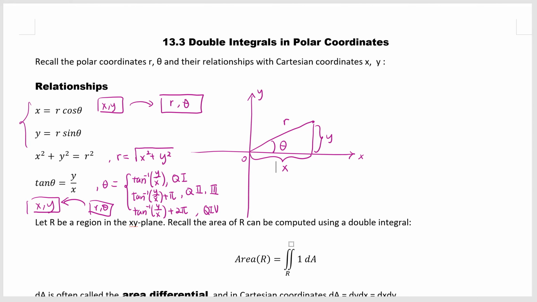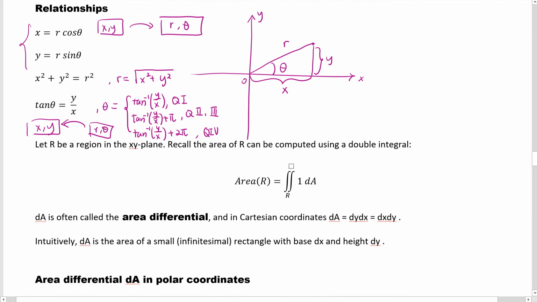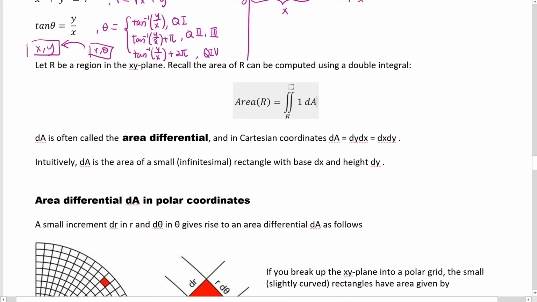So far so good? Okay, let's continue. Let R be a region in the xy plane. We know that the area of R can be computed using a double integral. dA is often called the area differential, and in the Cartesian coordinates, dA equals dy dx or dx dy. Intuitively, dA is the area of a small rectangle with base dx and height dy.